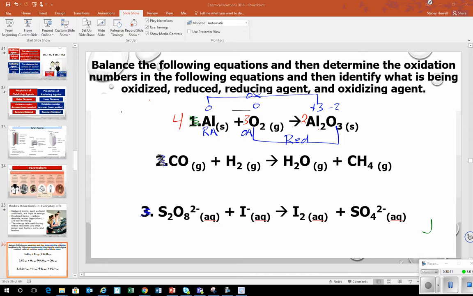Okay, Aspen, I'm going to have you go balance the first equation, equation number 2. Tyson, I'm going to have you go balance question number 3.